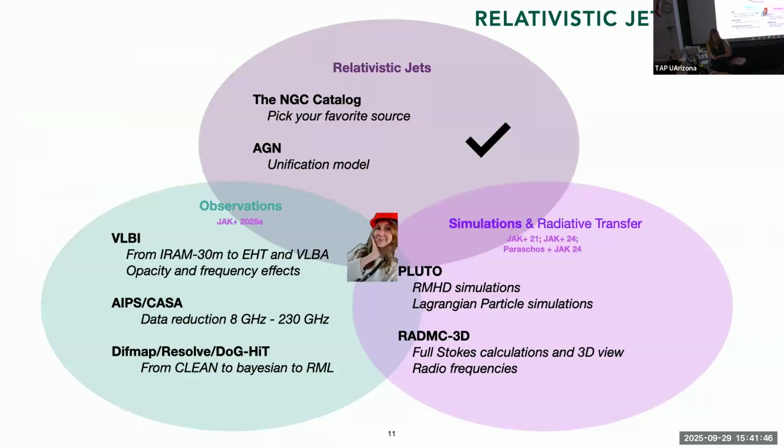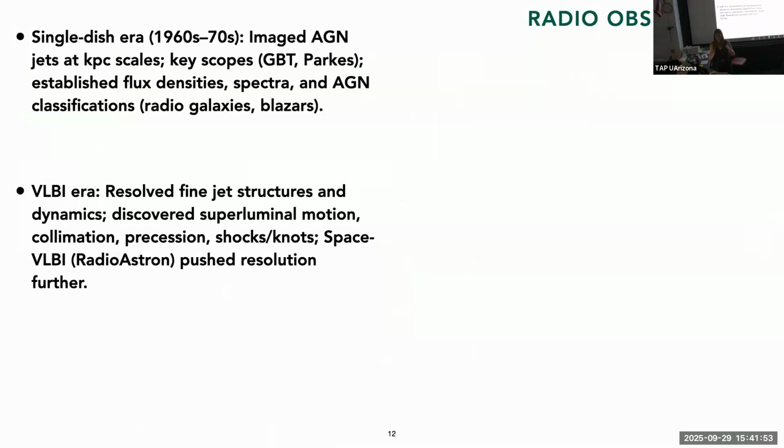Okay, so we talked about what an AGN is, how to pick your favorite source, stuff like that. So let's go into the history of radio astronomy a little bit. In the last century, in the 60s and 70s particularly, we had a single dish era in radio astronomy.